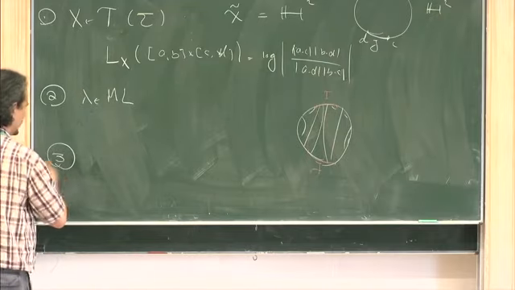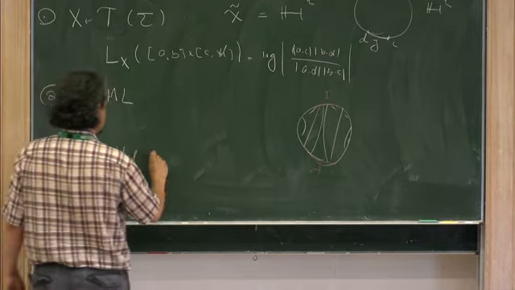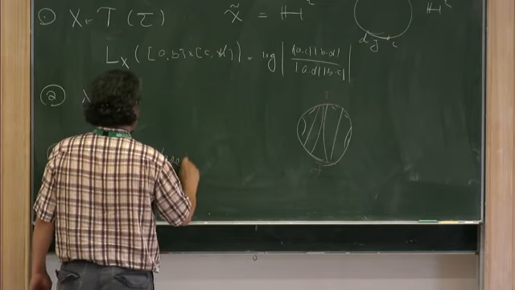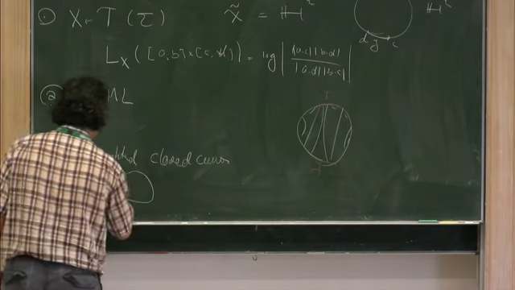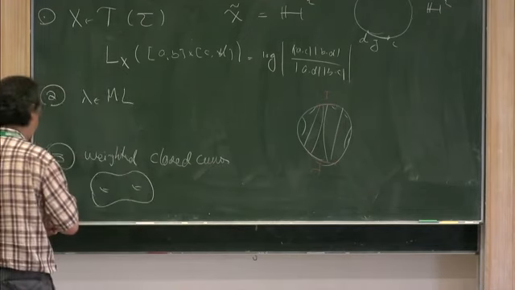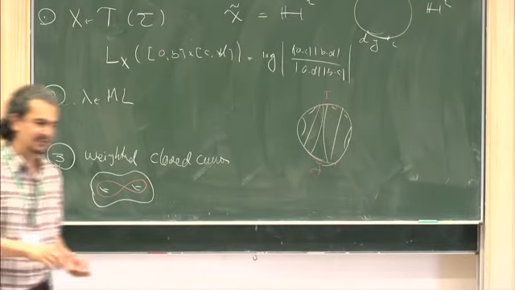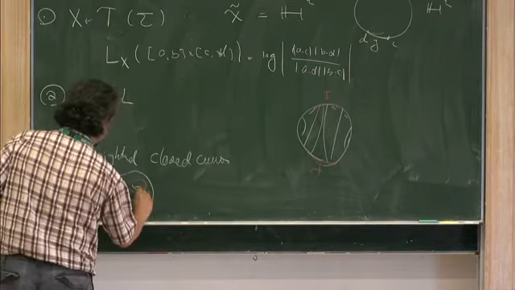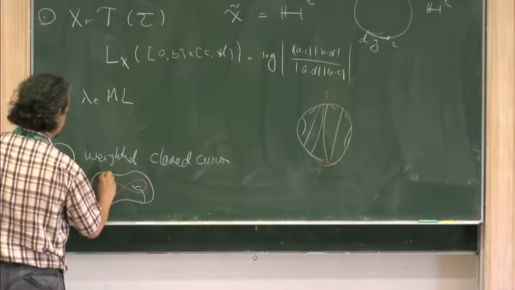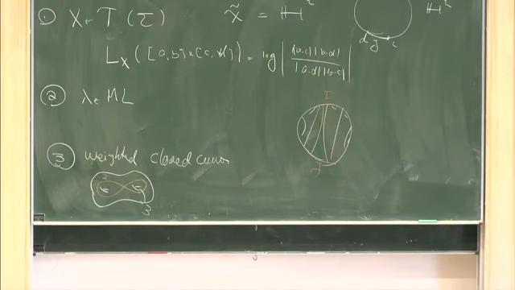And example number 3, weighted closed curves. So what do I mean by that? Maybe you have a curve like that, and maybe you have another curve like that, and you give this guy weight 2, and you give this guy weight 3. So this is an example of a weighted closed curve. Could be multi-curves and so on.